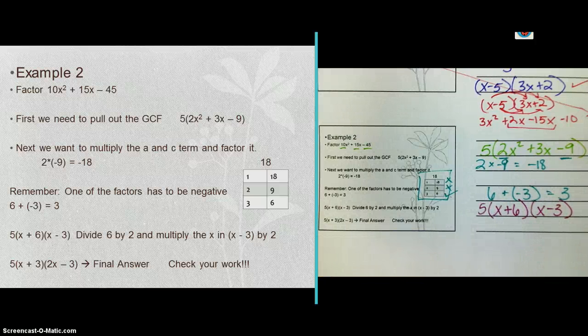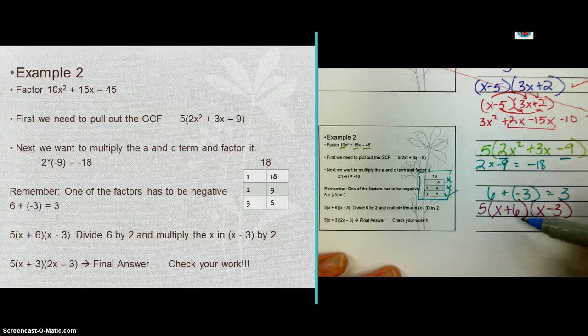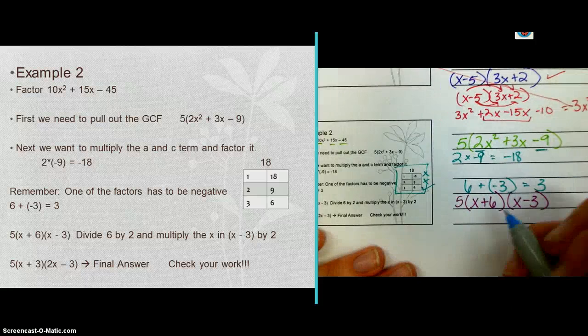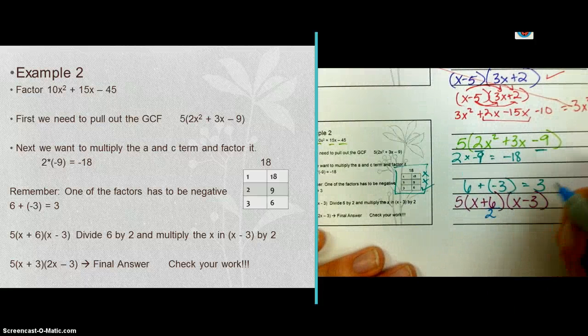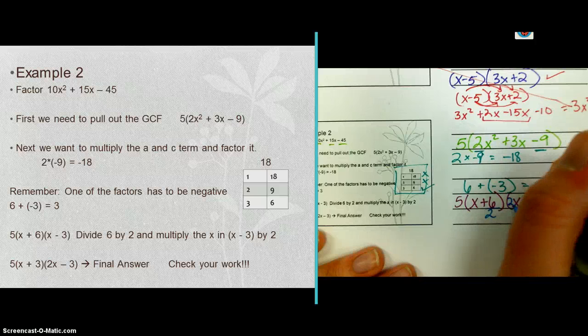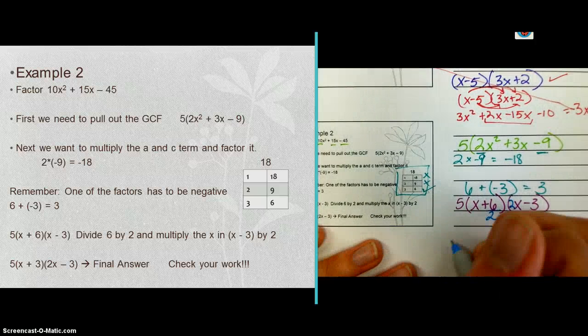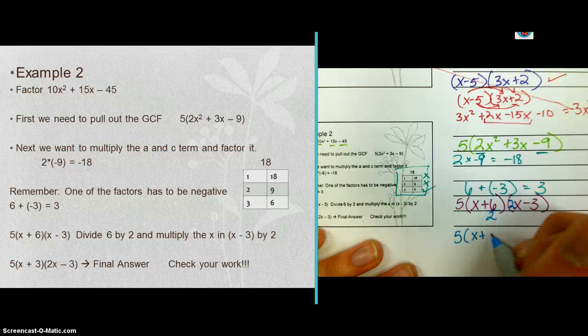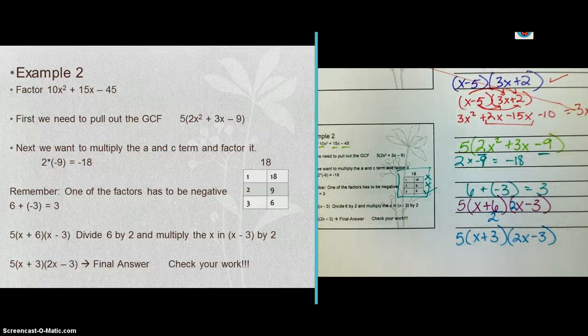Okay. I want to now divide one of these by my a term, and multiply the other x by the a term. So my a term in this case is 2, so I can do 6 over 2 or 3 over 2. I'm going to choose 6 because it ends up being a whole number, which means I'm going to multiply this x by 2. When I rewrite it, I'm left with 5x plus 3, 6 over 2 is 3, times 2x minus 3. These are the answers I want to check to see if they're correct.